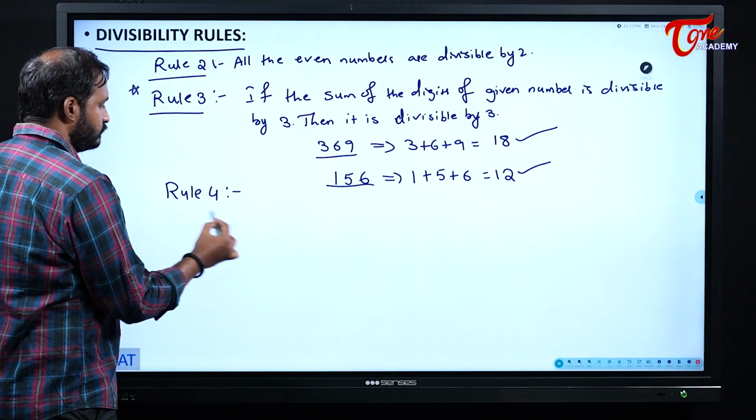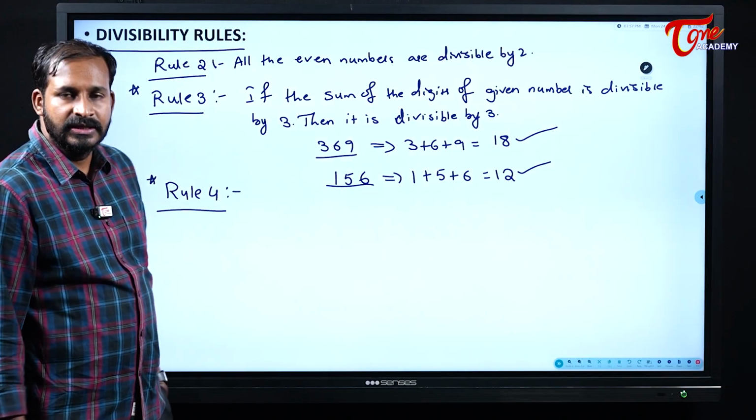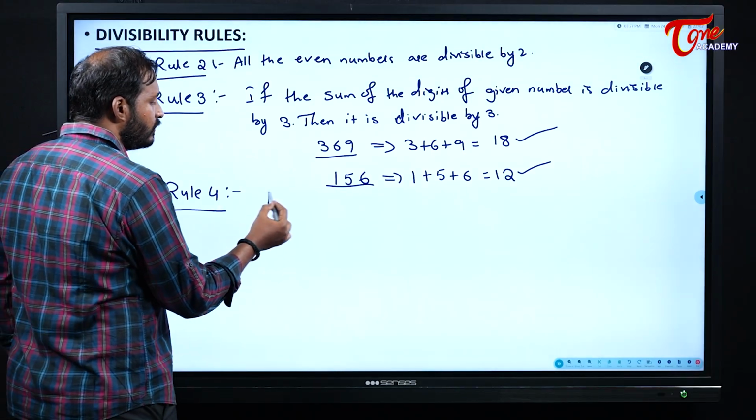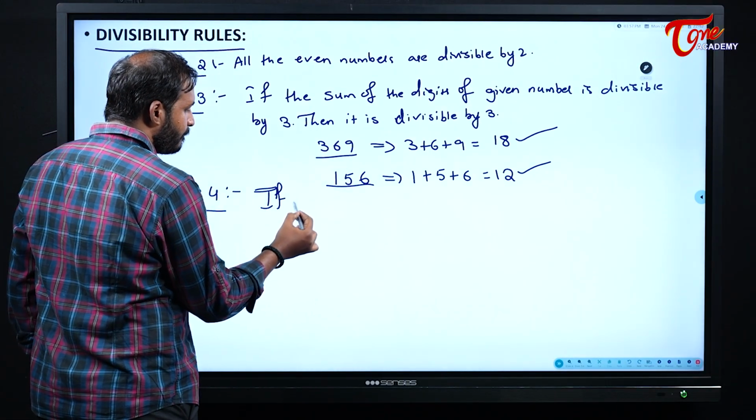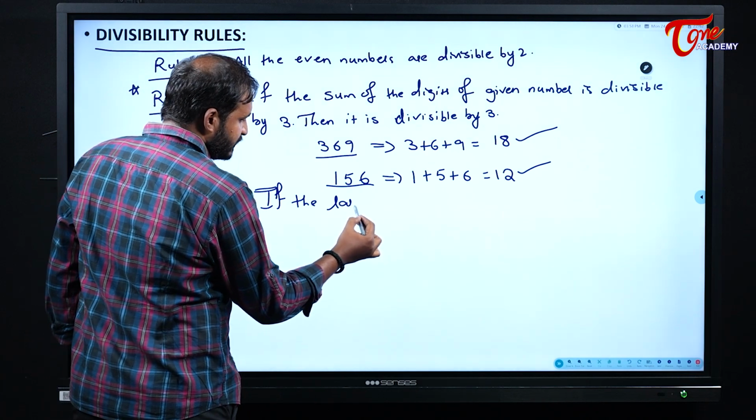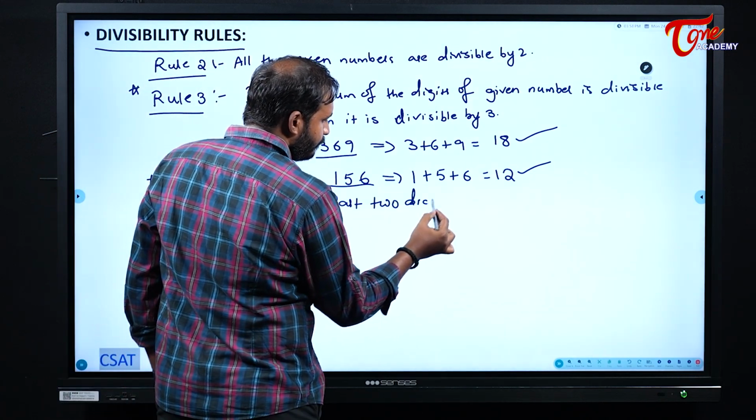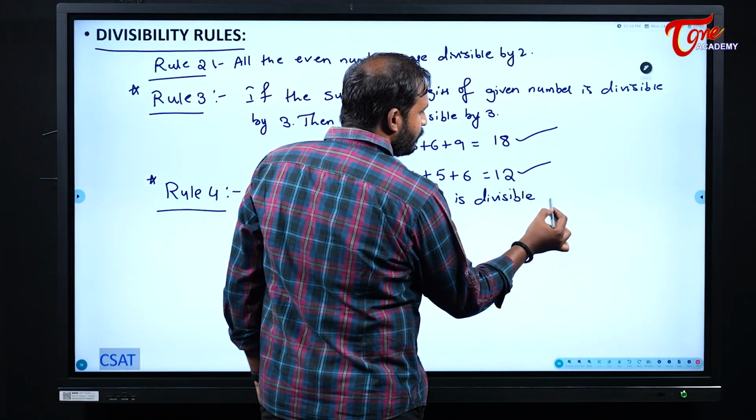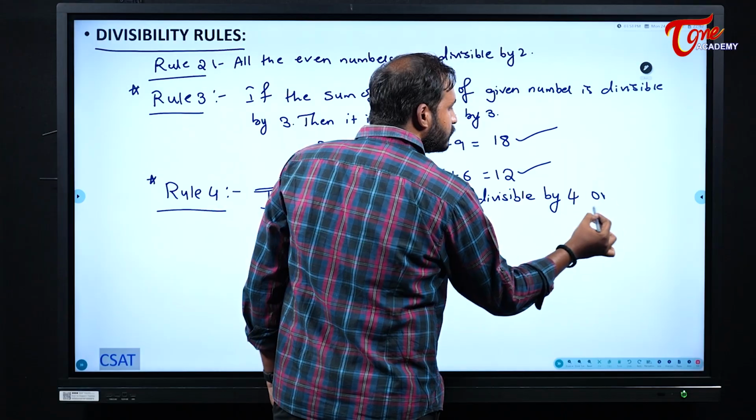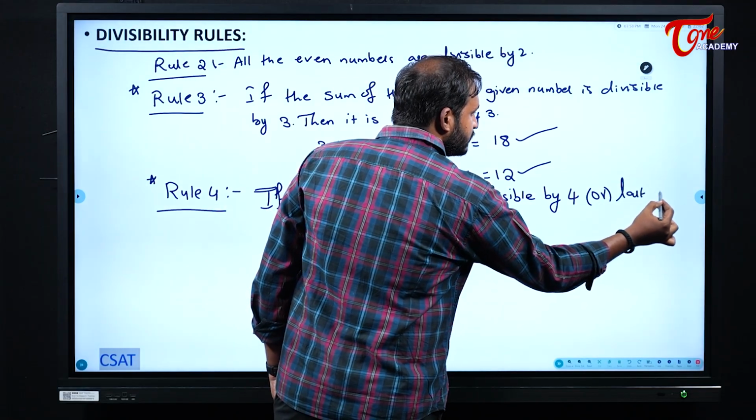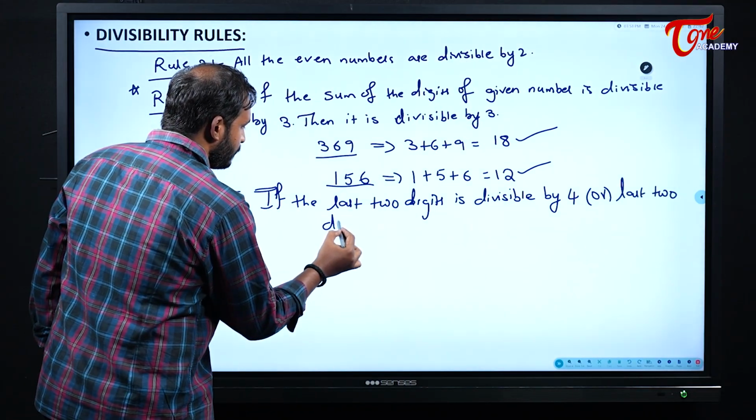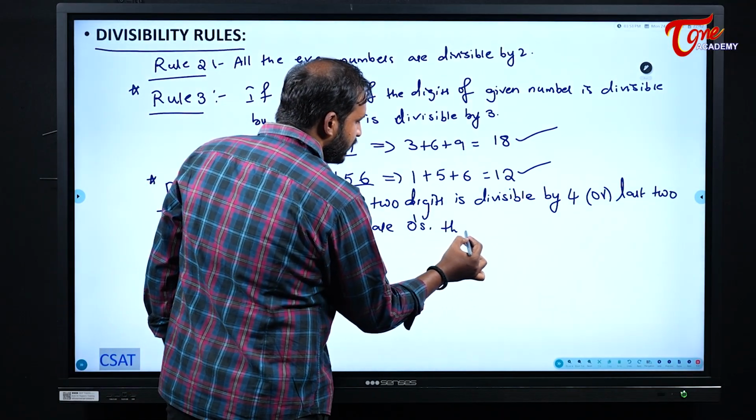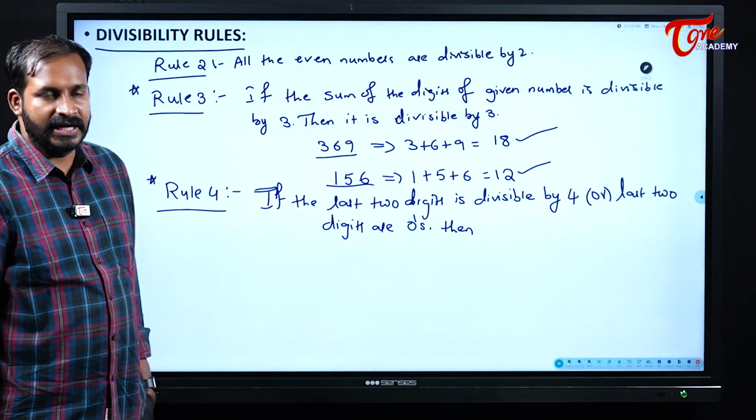Rule for 4. This one is also important for us, students. We will use this multiple times. So, what is the rule for 4? If the last two digits are divisible by 4, or the last two digits are zeros, then the number is divisible by 4.